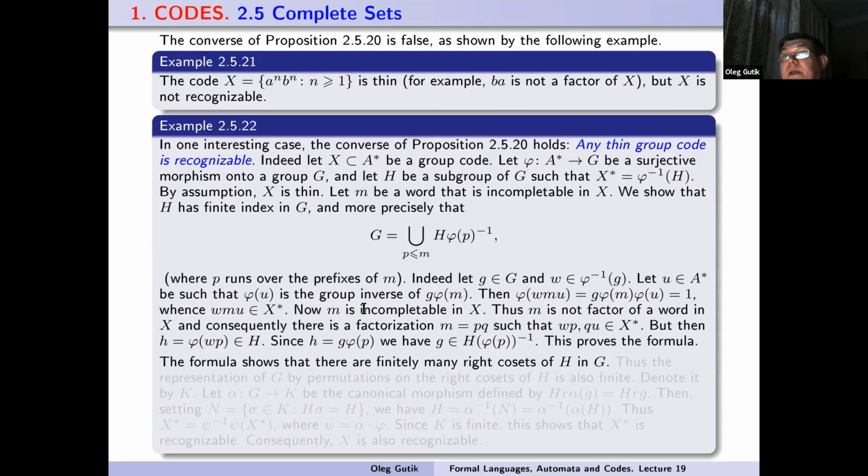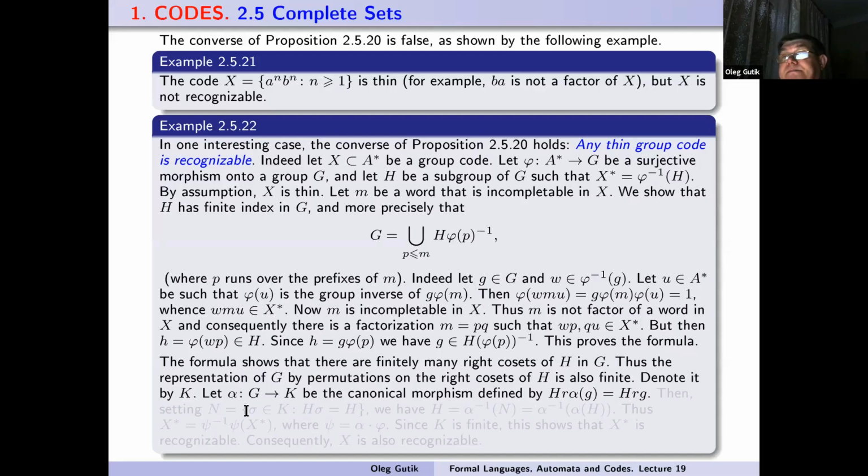This is our formula. The formula shows that there are finitely many right cosets of the subgroup H in the group G. Thus, the representation of the group G by permutations of the right cosets of H is also finite. Denote it by K.